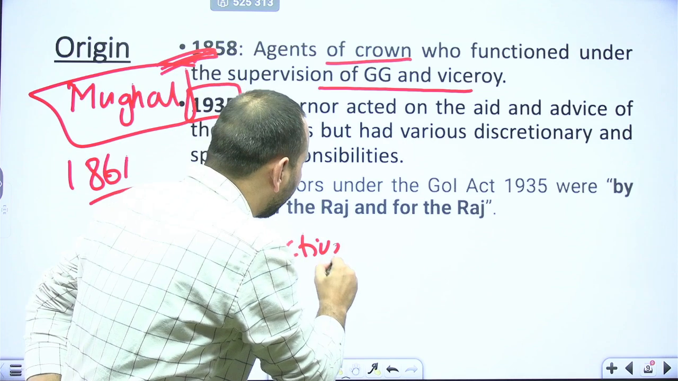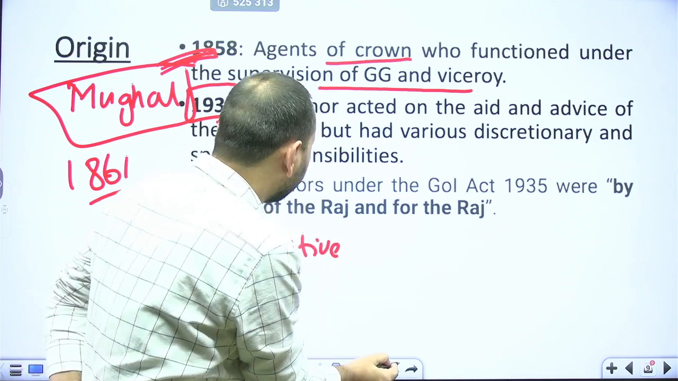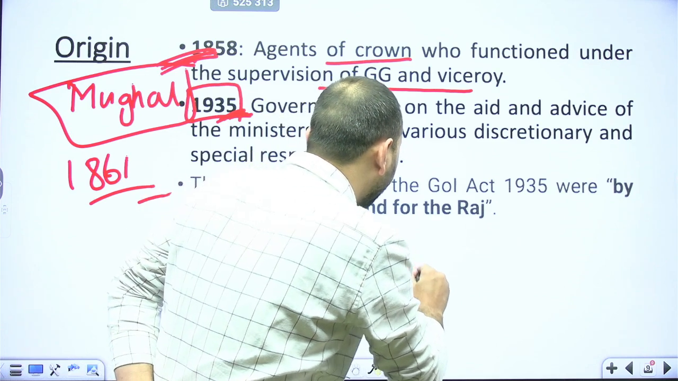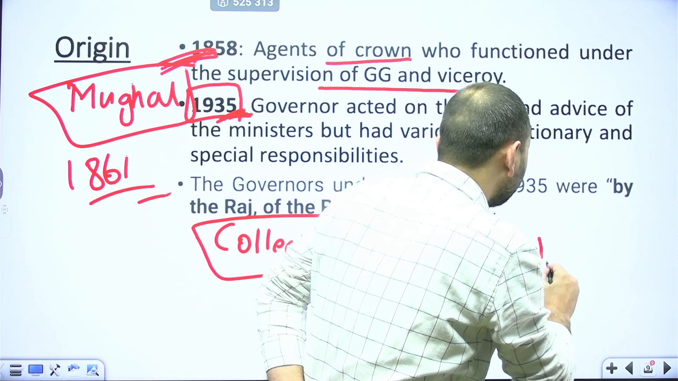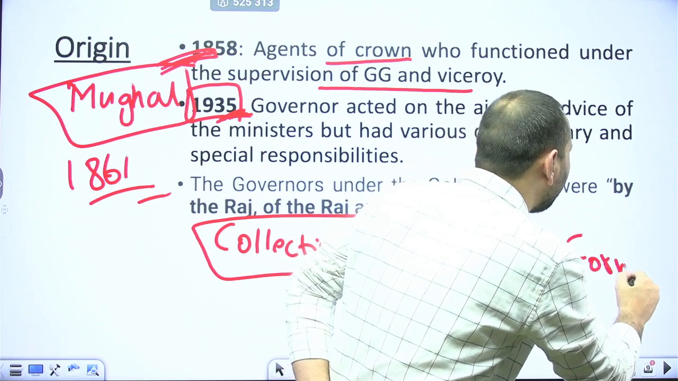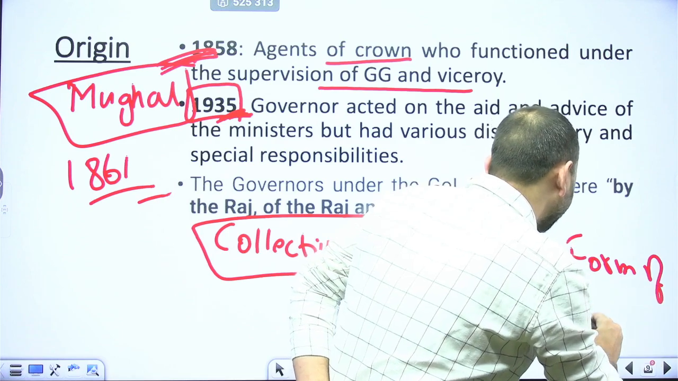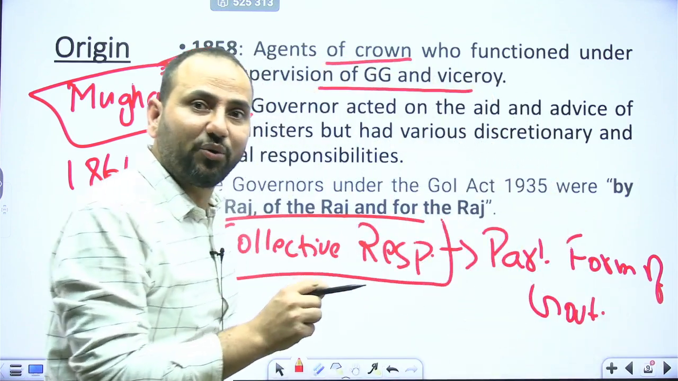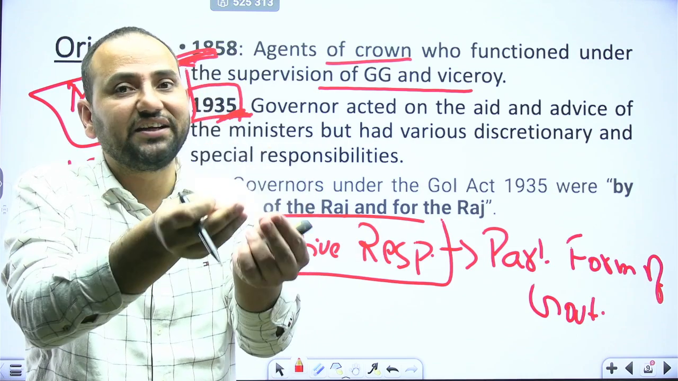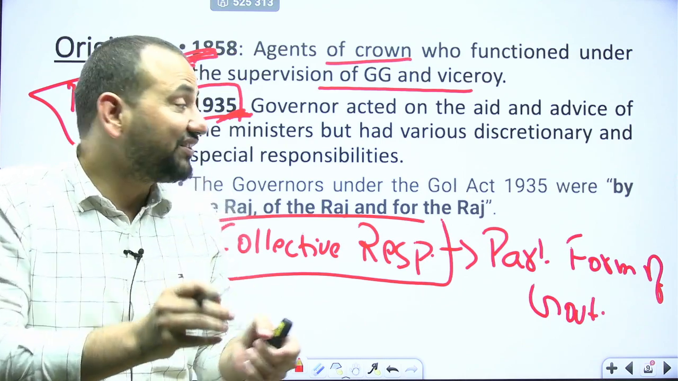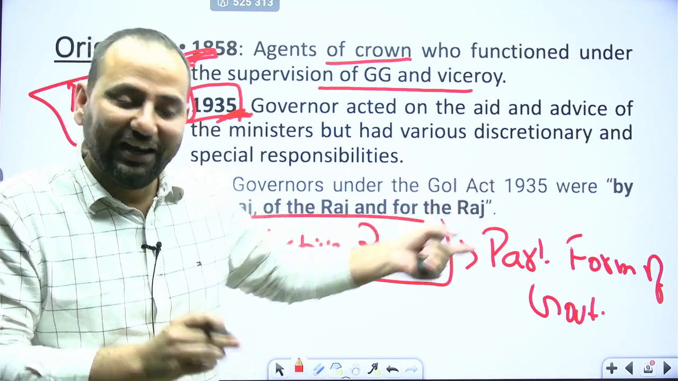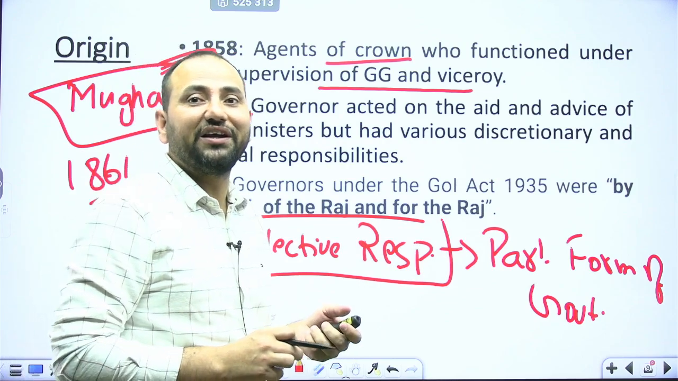Why am I specifying this collective responsibility? If you see the concept of collective responsibility, it will automatically lead you to have this parliamentary form of government. And in parliamentary form of government, we need to have the head of the state as well as the head of the government. If you want to have this structure of head of the state, you need to have this structure of governor or the president.